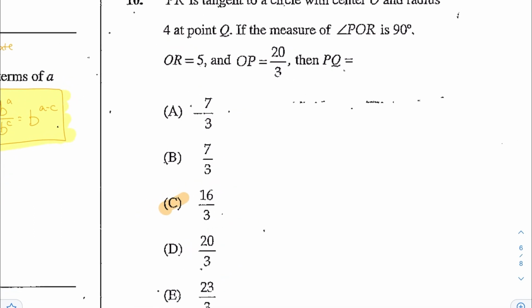All right, next for number 10, PR is tangent to a circle with center O and radius of 4 at point Q. If the measure of angle POR is 90 and OR is equal to 5, OP is equal to 20 over 3, then PQ is equal to? All right, so here you want to draw a diagram. So you have a circle with center of O, and PR is tangent to this circle, and radius of 4 at point Q.